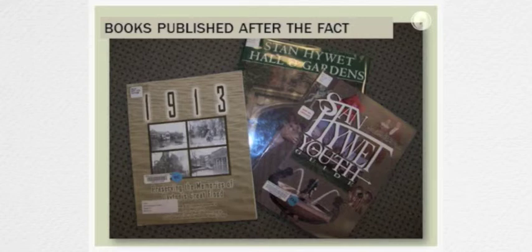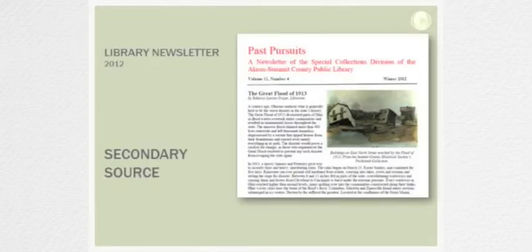Other examples of secondary sources would be your textbooks or encyclopedias. This is another example of a secondary source. Although the event written about for this newsletter took place more than 100 years ago, it was written by one of my staff members, and although she used primary sources like photographs and newspaper articles published at the time for her research, it is a secondary source because she wasn't there and she did not experience it firsthand.